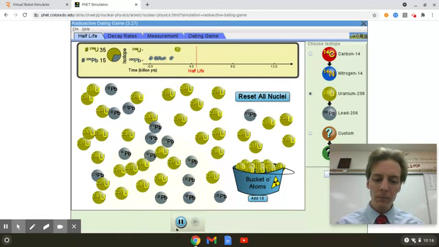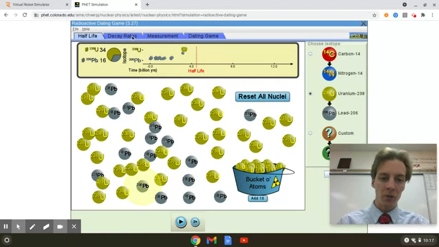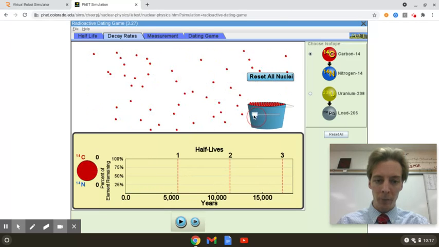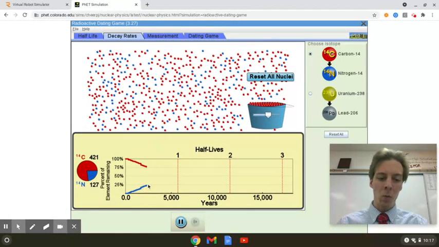Okay? So, same thing. You can watch this percent wheel. I want you to look through these things. We pause that. Let's go to decay rates here. All right. This is the number of nuclei you want up. Let's put all these up. Let's get lots of nuclei. We're going to reset them and we're going to play, watching the number of each one.